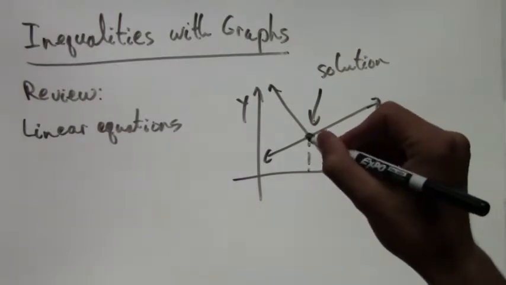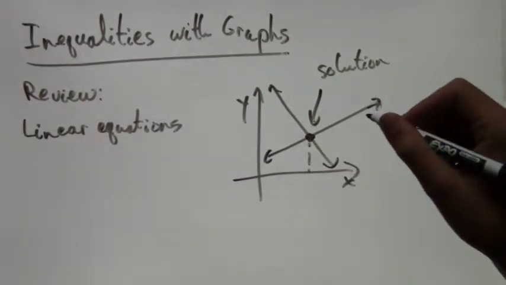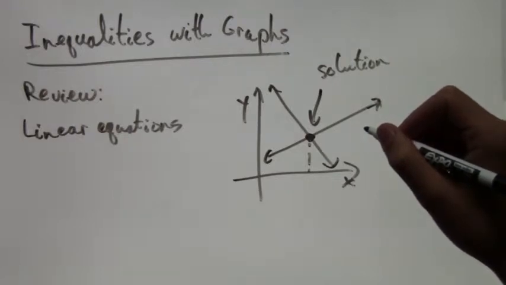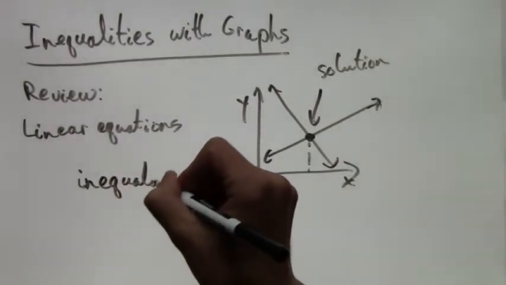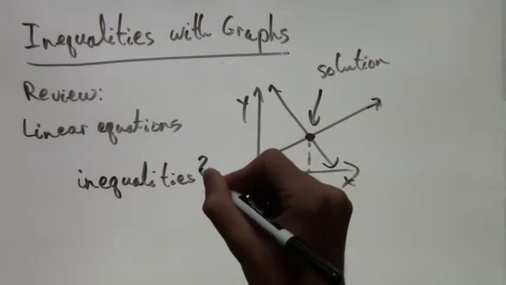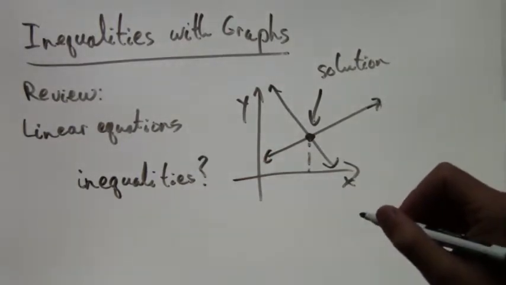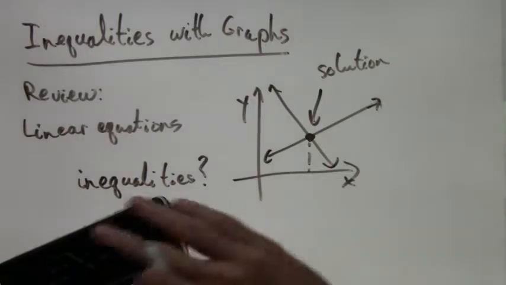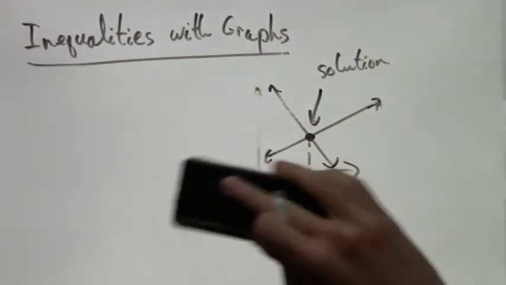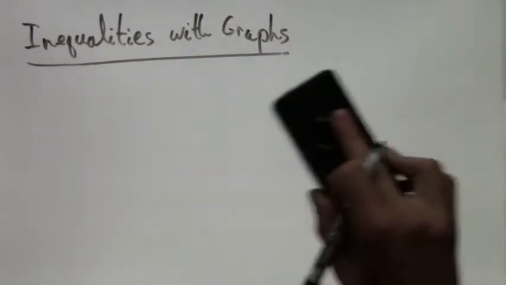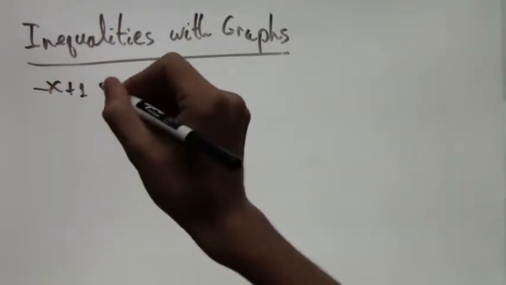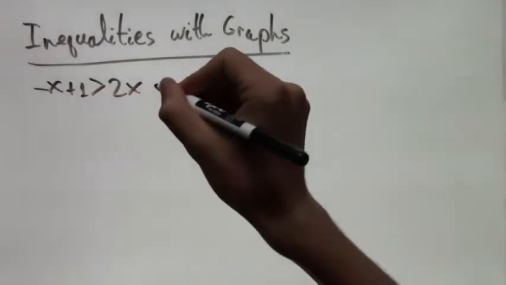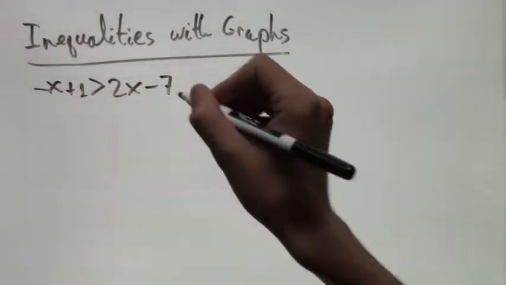Now, how does this apply to inequalities? Well, remember that linear inequalities are very similar to linear equations. So soon we're going to take a look at an example and see what happens if we try to apply the same method to linear inequalities. As a first example, let's take negative x plus 1 is greater than 2x minus 7.